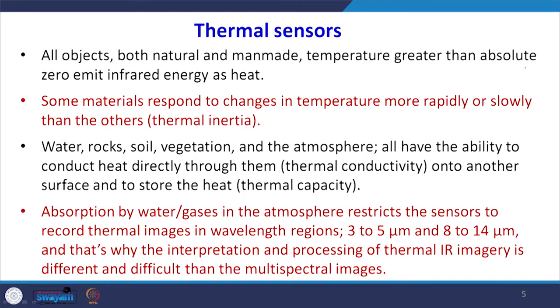So, we know that these thermal sensors are working on the principle that they will capture the emitted heat. And we know that natural objects or man-made objects, at temperatures greater than absolute zero, all objects will emit some kind of heat energy, maybe a smaller and maybe a larger amount. So, these materials, when they are responding to this temperature difference, are captured by the sensor.